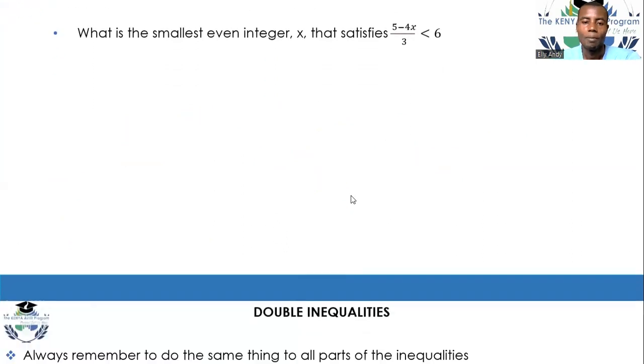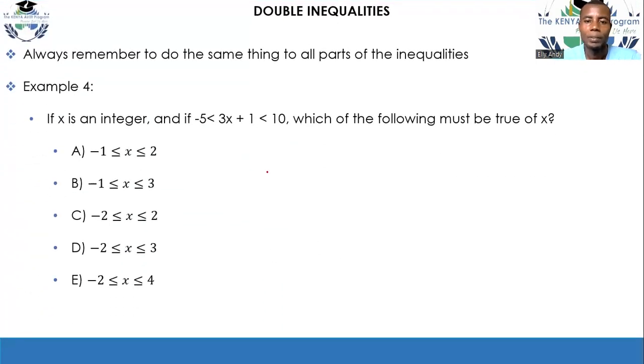All right, let's proceed. Let's look at another example of a double inequality. Double here means we have two inequality symbols. So the question reads, if x is an integer and if we have this inequality here, which of the following must be true? So again, as usual, we start by simplification.